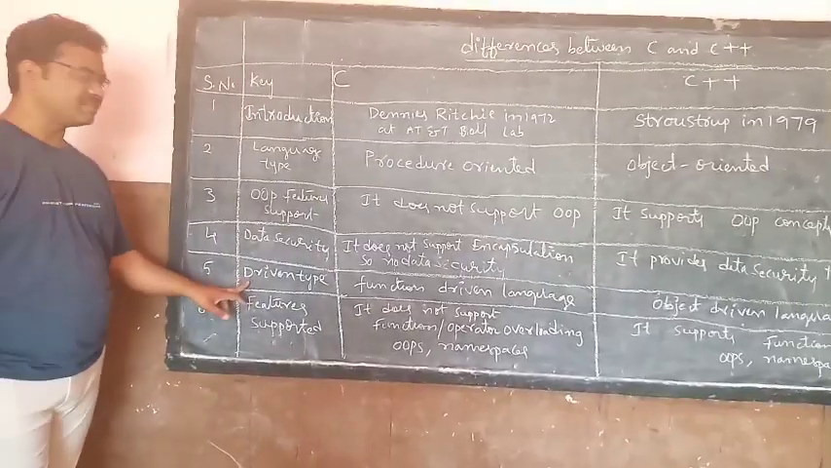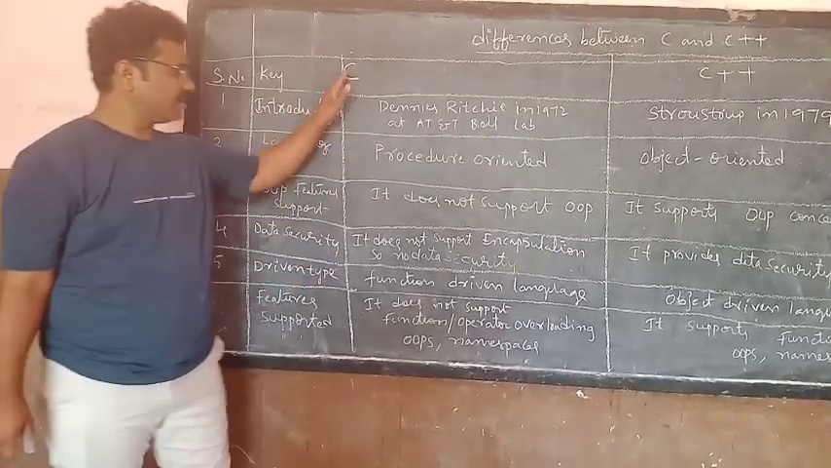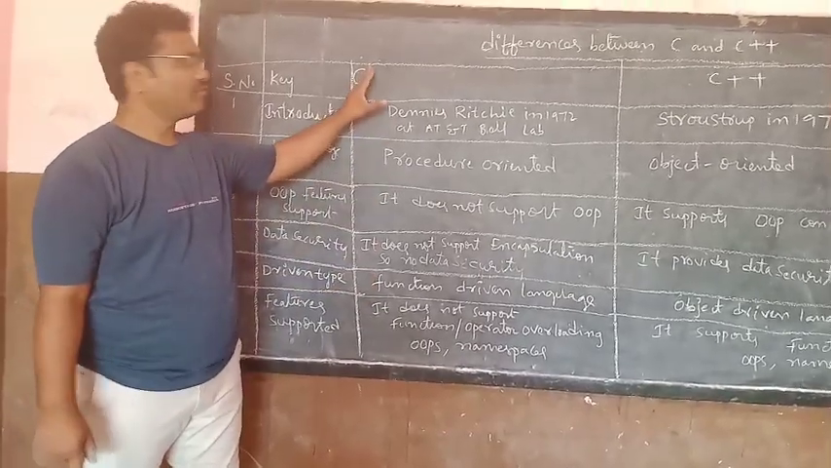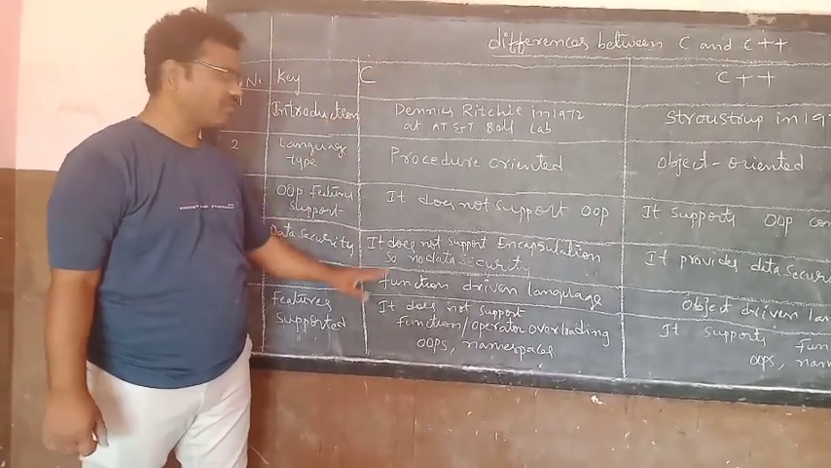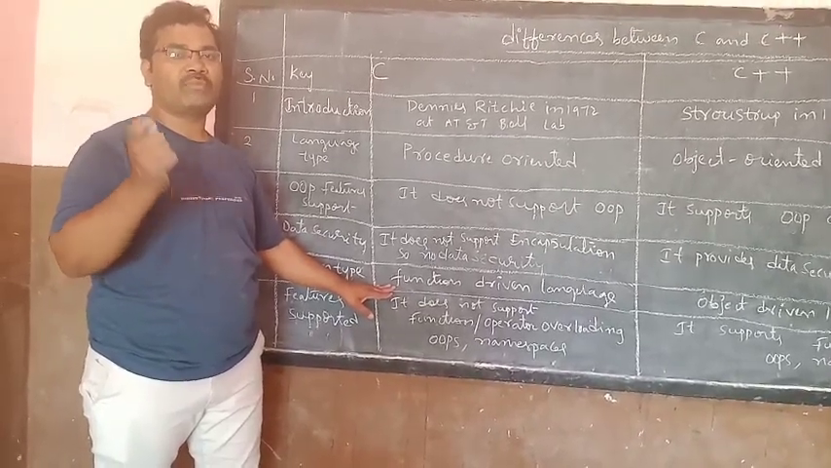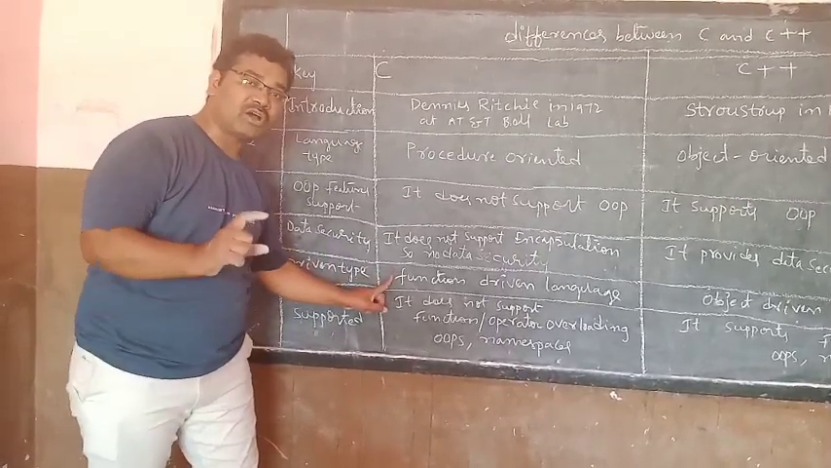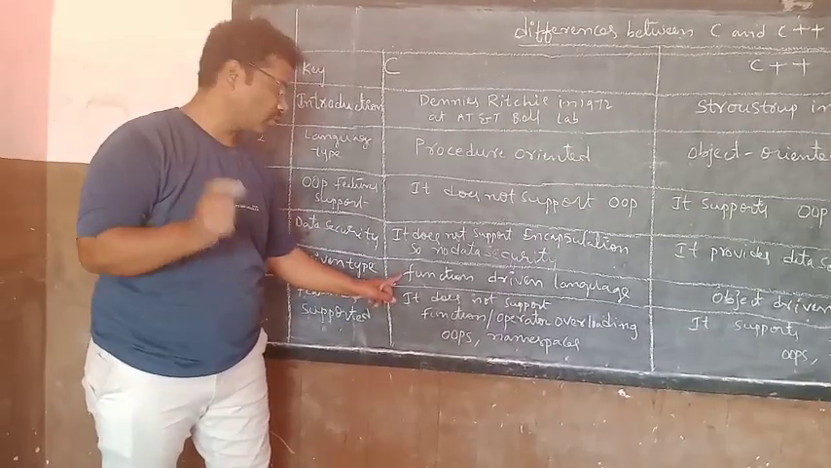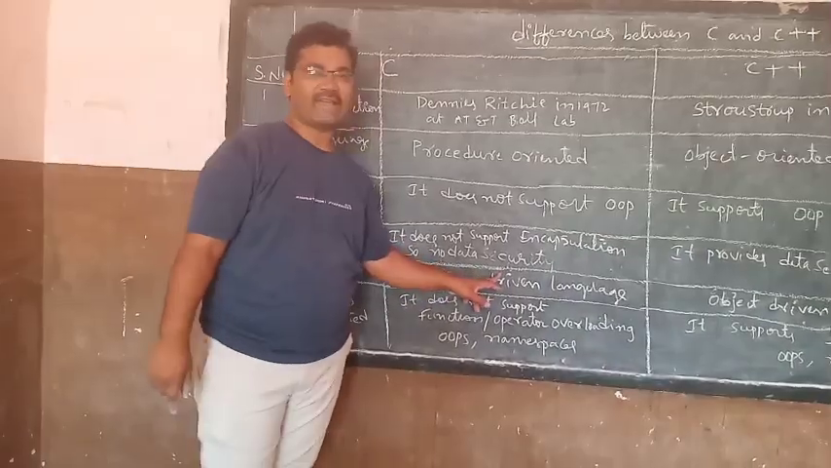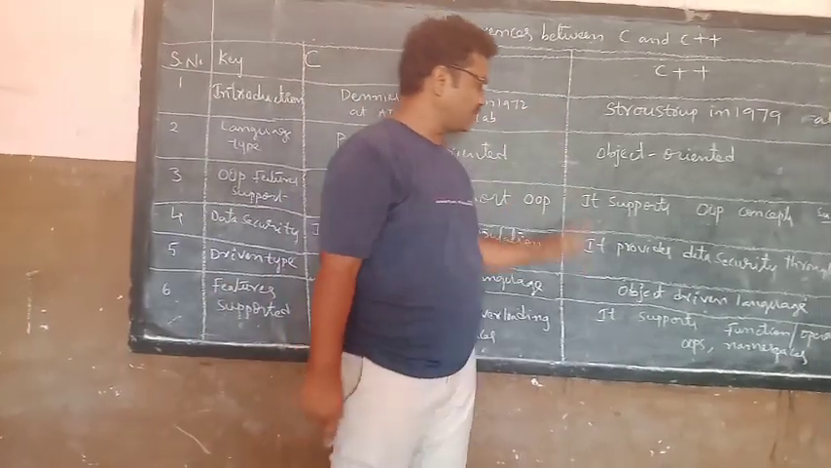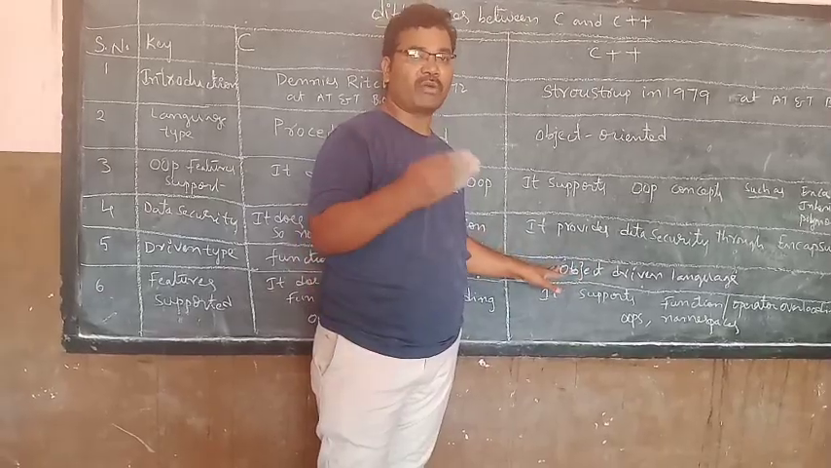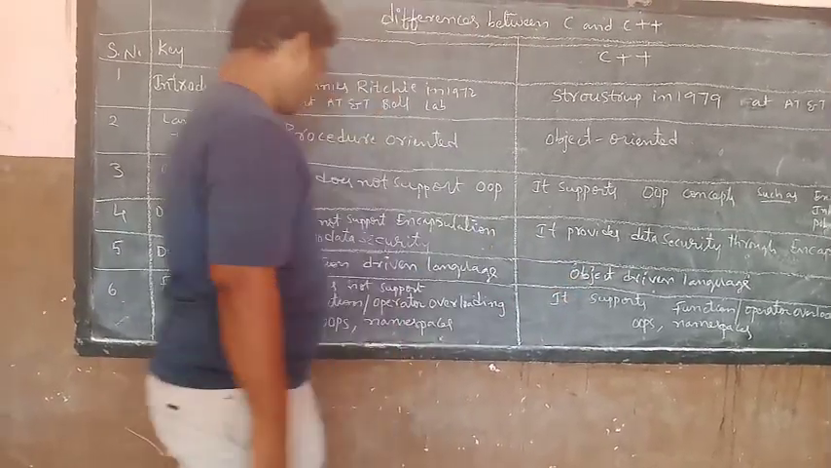Fifth point, driven type. In driven type, the C language is a function driven programming language. So we can write the program in terms of functions. Function is a self-contained block of program used to perform a particular task. So C language is function driven language. C++ is an object oriented language, object driven. Every problem is analyzed in terms of objects.